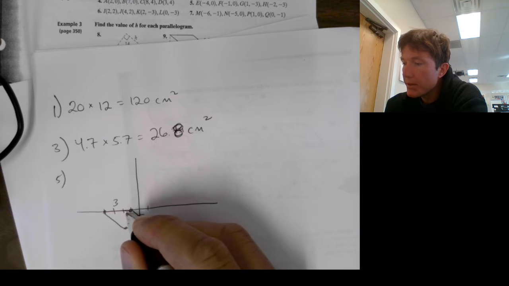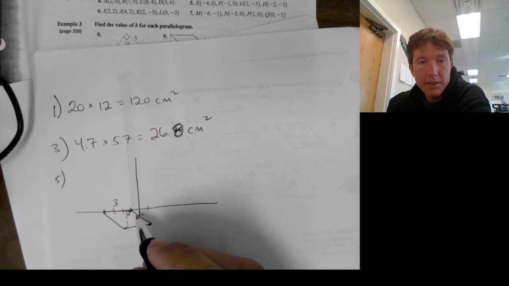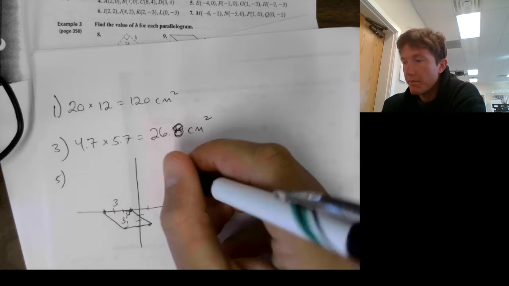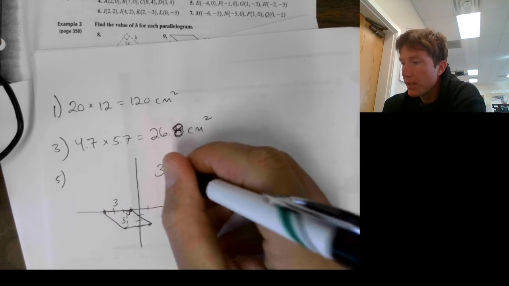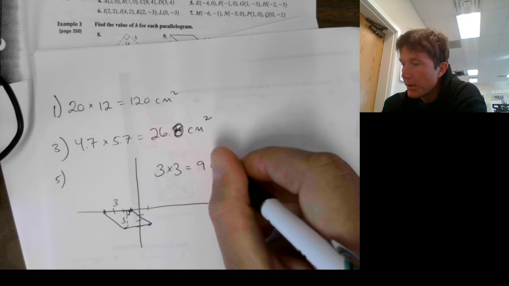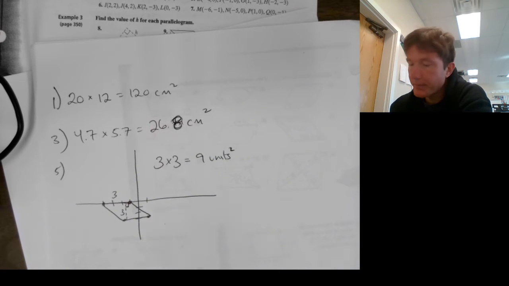Now I need to make an altitude. So that's going to be that perpendicular line from the base. My altitude is 3 units down. You all see that? So I'm going down 3 units. So my base is 3 and my height is 3. Therefore this parallelogram has an area of 9 units squared.